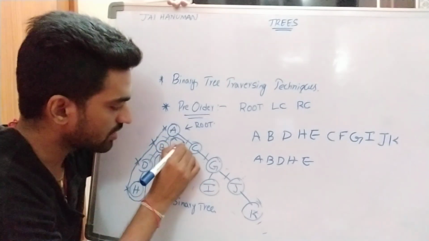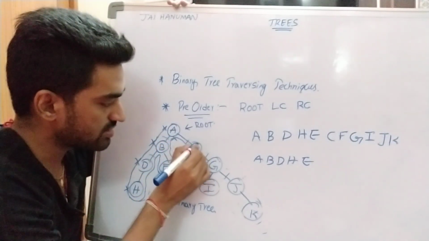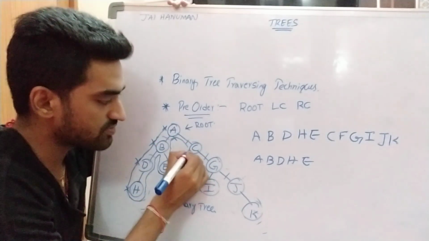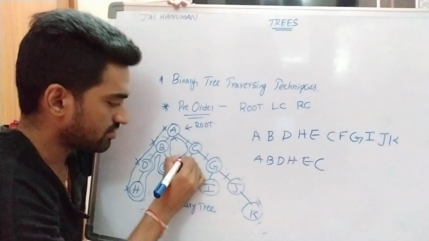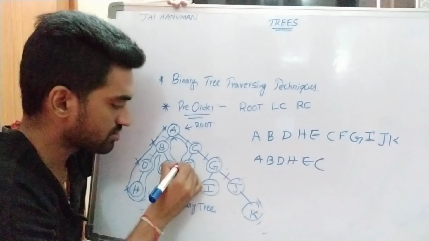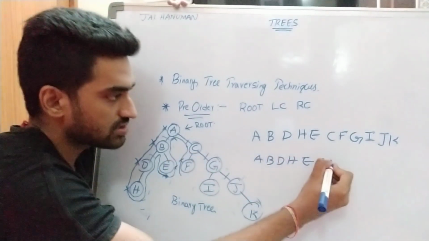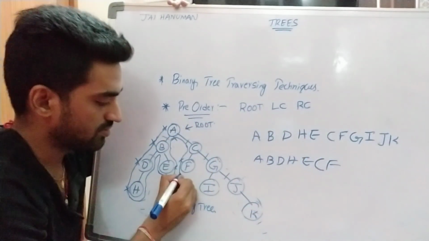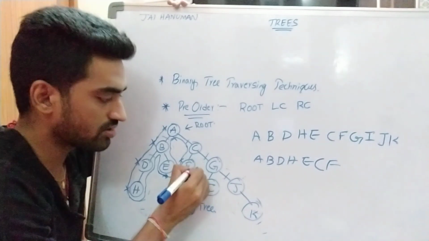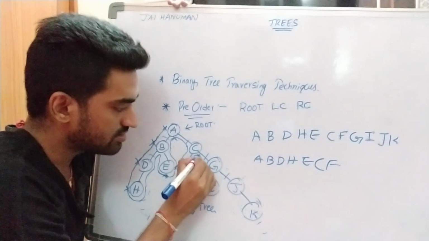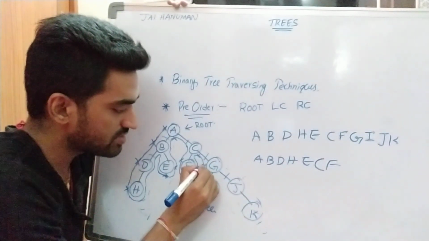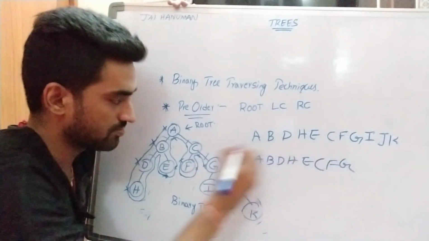Right. Again C is visited. So for this traversing, first time C is visited. Right. So that's why here I am writing C. Again F is visited. So first time visiting. So that's why here I am writing F. Again F is visited. There is no need to write. Again C is visited. There is no need to write. Again G is visited. So G is the first time visiting. So that's why here I am writing G.